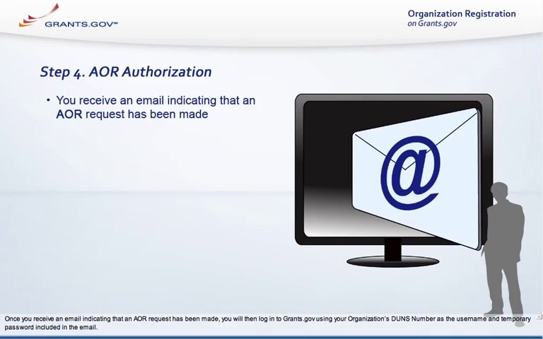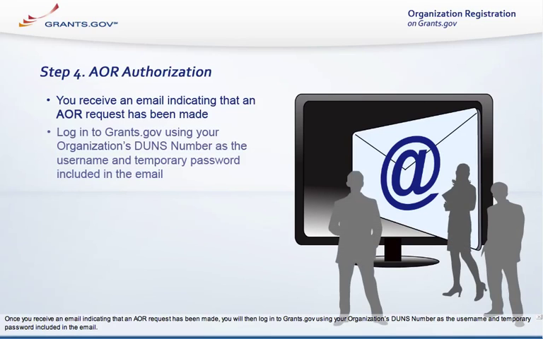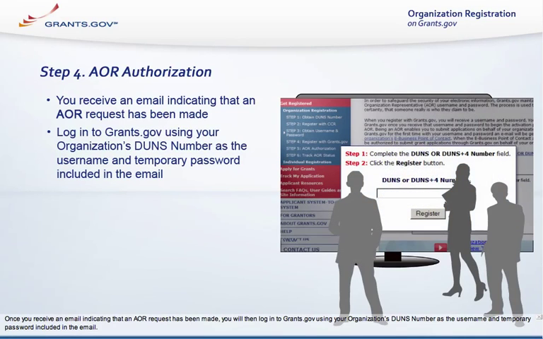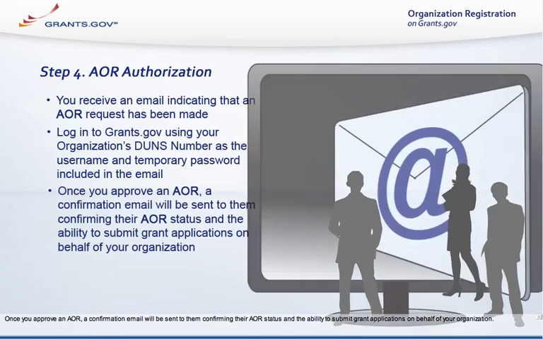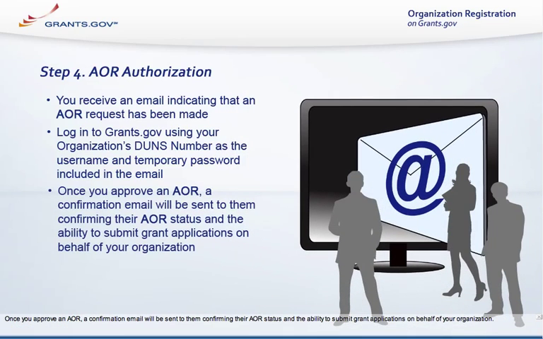Once you receive an email indicating that an AOR request has been made, you will then log in to Grants.gov using your organization's DUNS number as the username and temporary password included in the email. Once you approve an AOR, a confirmation email will be sent to them confirming their AOR status and the ability to submit grant applications on behalf of your organization.